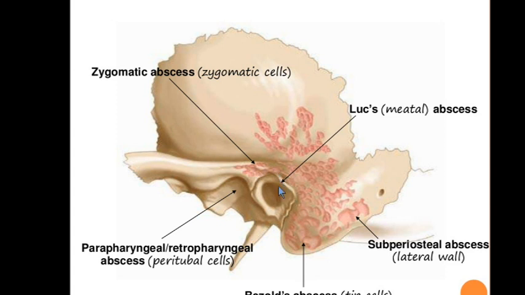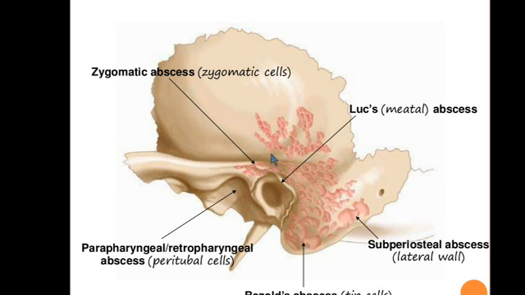Now, this is when the abscess breaches through the external auditory canal. Meatal means canal. So if the pus has percolated from the mastoid, breached the canal and is coming into the ear through the canal, then it is Luc's or meatal abscess, okay? If it has breached through the wall outside the cortex, like the picture I have just shown you, that is a subperiosteal abscess.